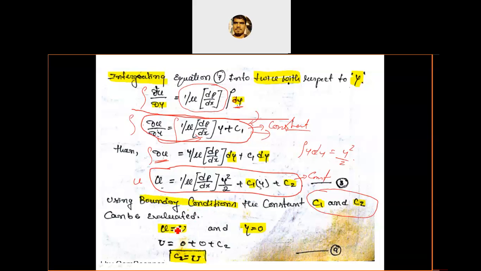First, when u is equal to u maximum, when velocity is maximum. This is a surface, two surfaces. This is a fixed surface and this is a moving surface. So here velocity is maximum at y equal to 0, and here velocity is 0 when y is equal to h. When it is equal to this surface, the velocity is minimum, and here velocity is maximum. u is equal to u maximum when y is equal to 0.